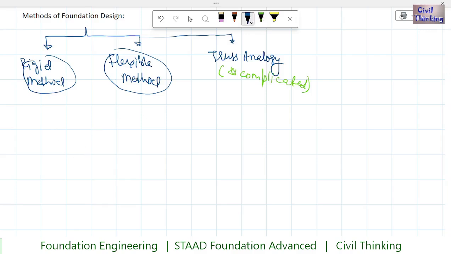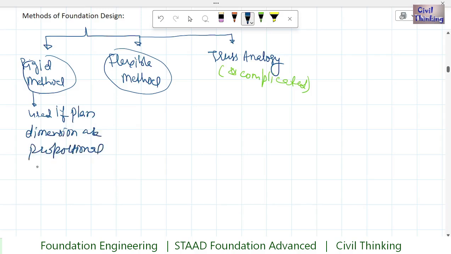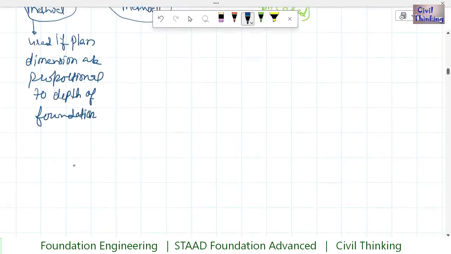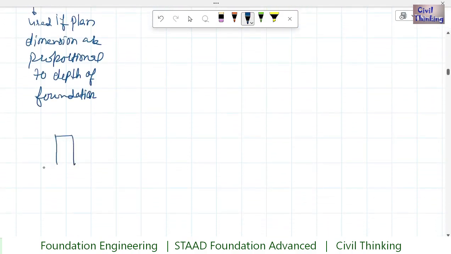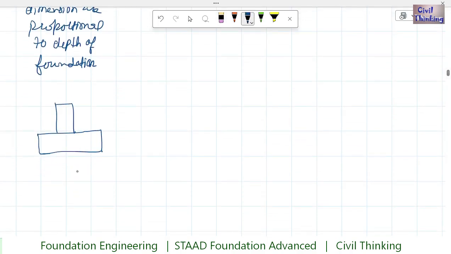We will talk about the rigid and flexible methods, but where is the rigid method used? It is used if plan dimensions are proportional to the depth of foundation. What I mean by this is, for example, if this is an isolated footing, let me draw a plan view here.